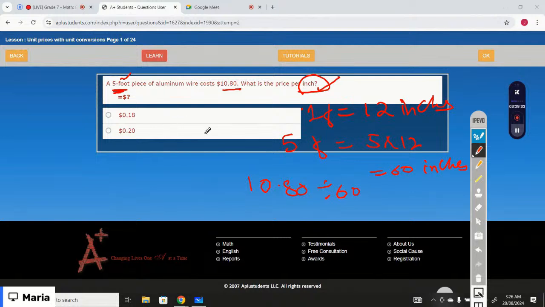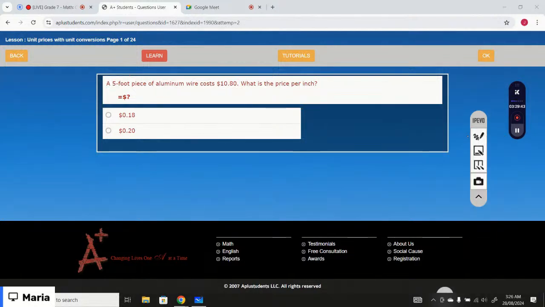The correct option is $0.18. Option number 1 is the correct option. So that means the price of 1 inch is $0.18. Option number 1 is the correct option.